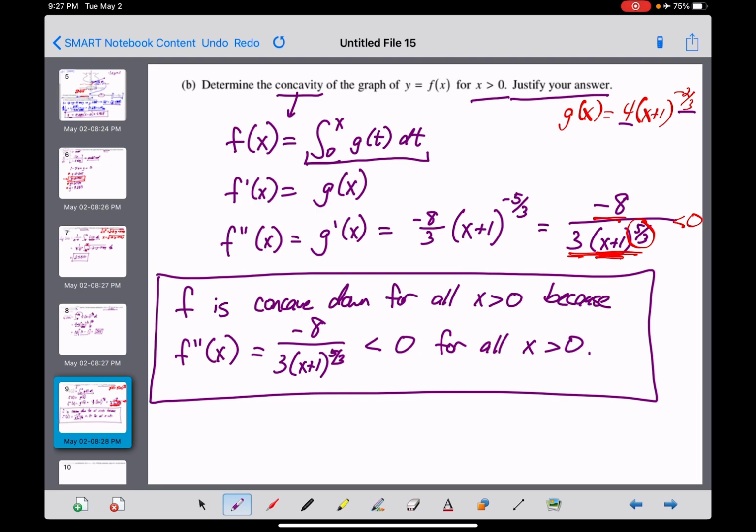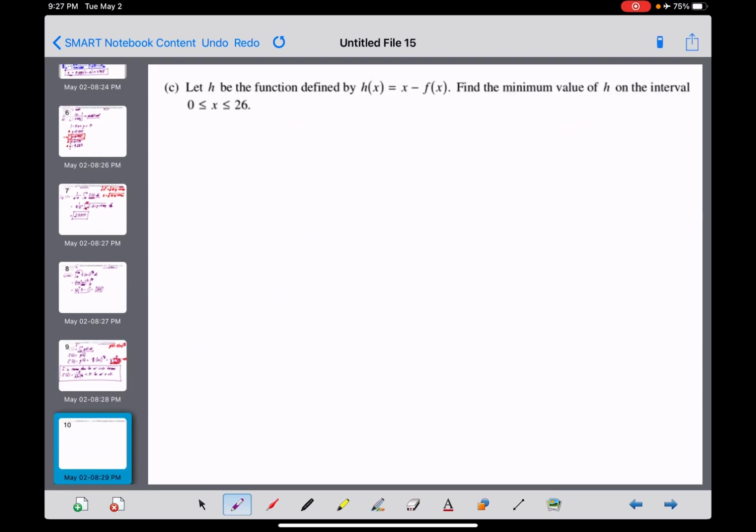Okay, so we got that one down. Now the third part right here, let h be a function defined this way. H is x minus f of x. And we're supposed to find a minimum value of h on an interval from 0 to 26. Okay, guys, basic stuff we ought to know. Where can a minimum value occur? Either at endpoints or at critical points. So the endpoints are right here in 0 and 26, but we need critical points.